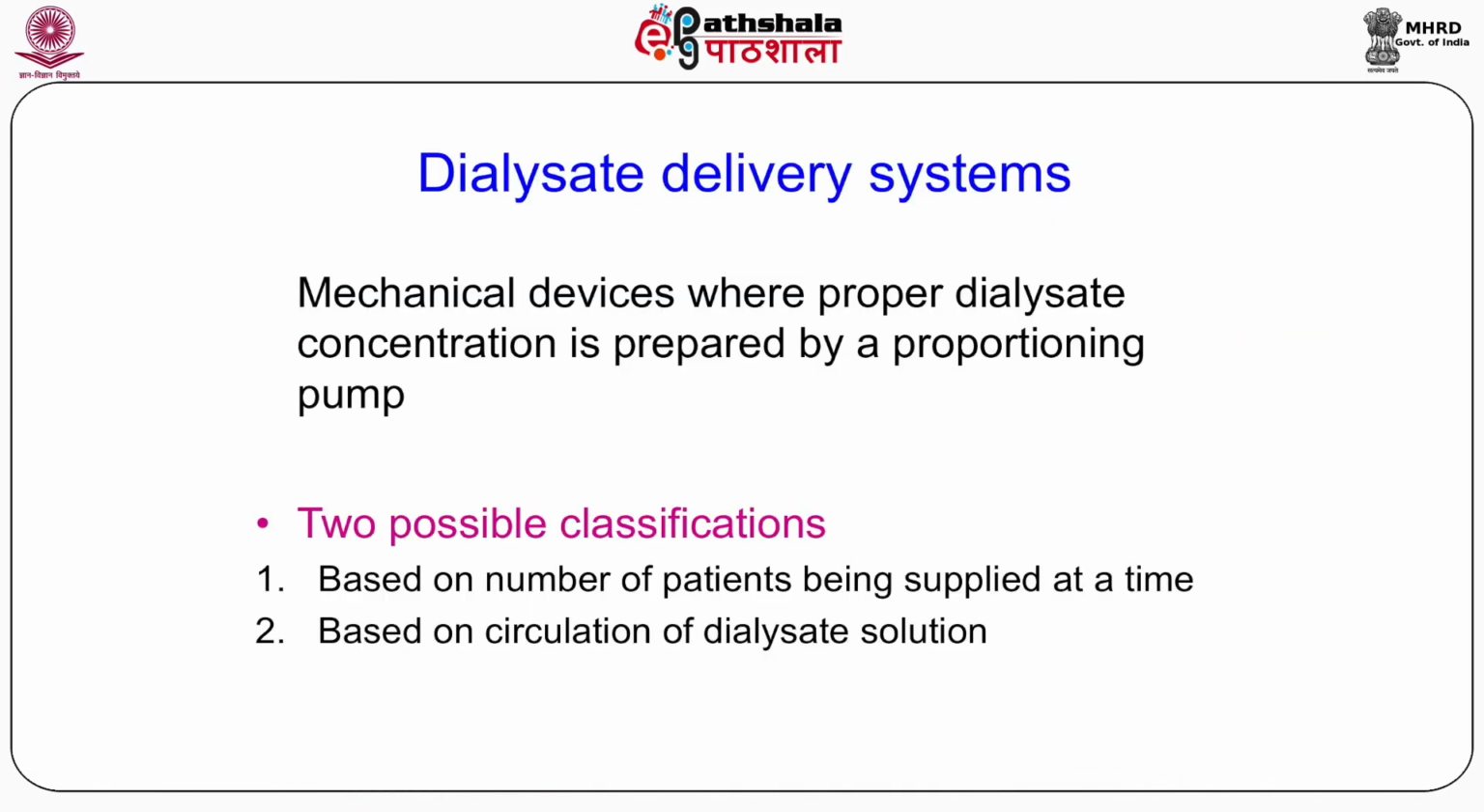We'll be discussing the second component, which is the dialysis delivery systems. They are basically mechanical devices which take the patient's blood from the patient, pump it to the dialyzer that we just discussed, and then bring it back to the patient. Now there are two possible classifications for such dialysate delivery systems. One is based upon the number of patients they are catering to, whether it's a single patient or many patients. And the second is the type of circulation they are undergoing.